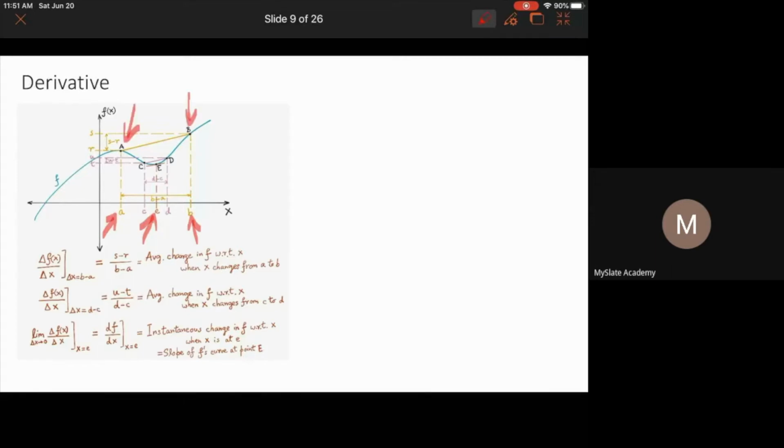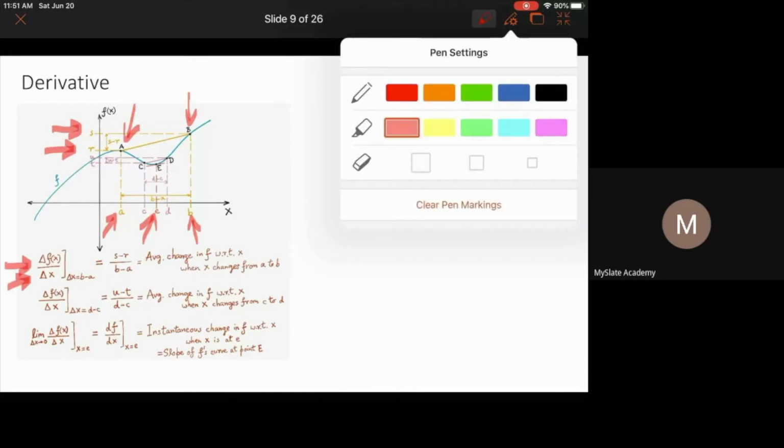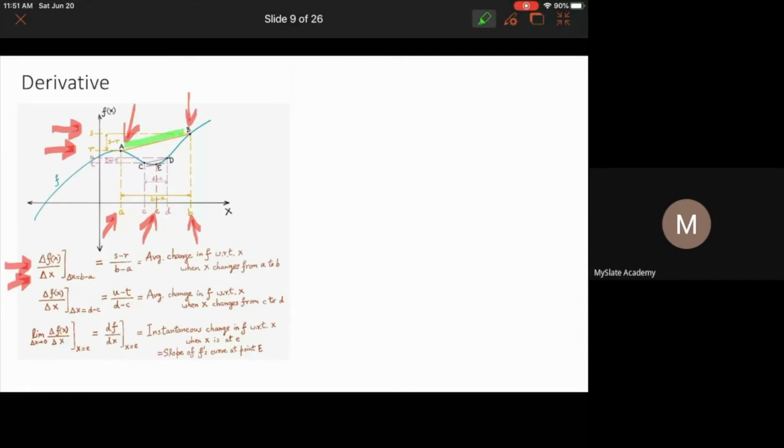So take the difference in the value of f, right, delta f, which is S minus R here. Divide that by the delta x. And delta x is what? It is B minus A, right? So you know probably already that it is the slope of this line segment AB, right? That is the slope of this line segment AB.